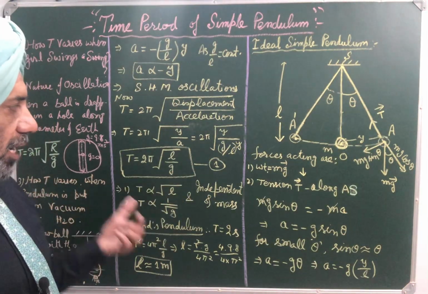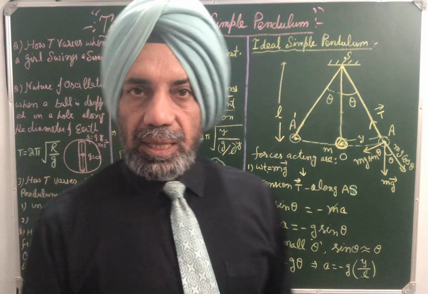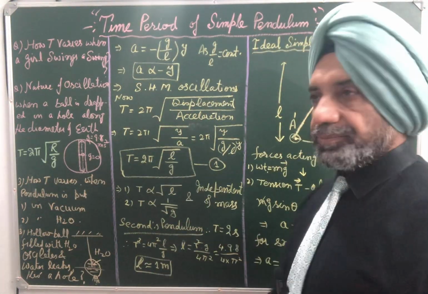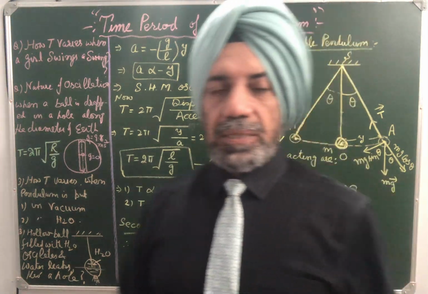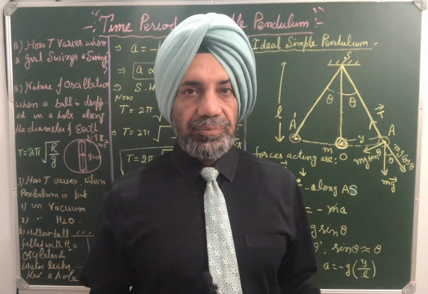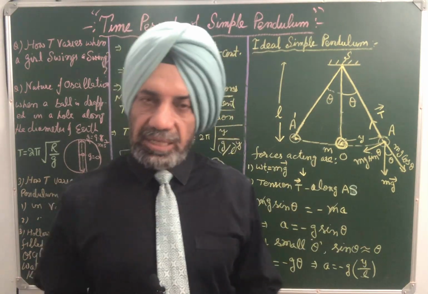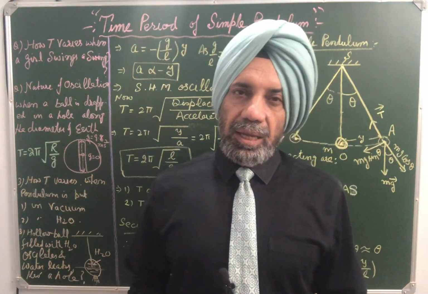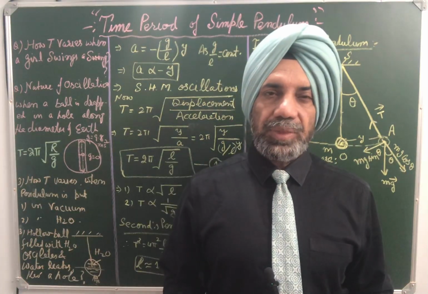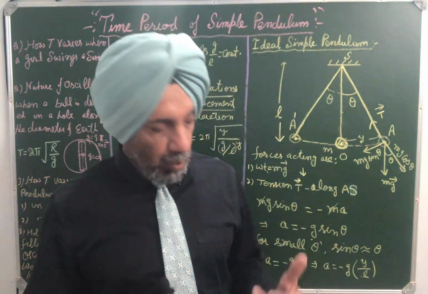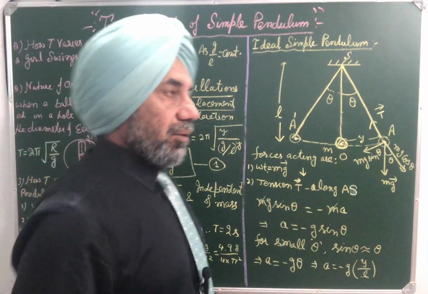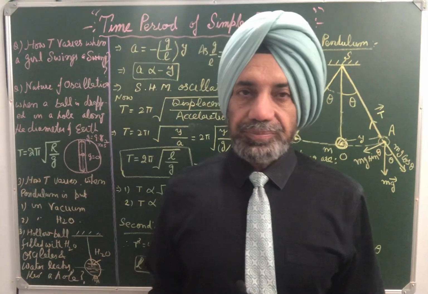Now, a few questions on the basis of this expression, which are very important as far as MCQ type questions for competitions like NEET, IIT, and objective type questions. Since T depends upon L and g, the first question is: suppose a girl is swinging a swing in the sitting position. It is just like a simple pendulum. It will have some time period of swing. Now, when she stands, what happens to her time period of oscillation?